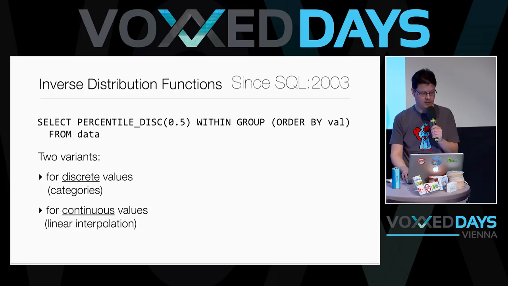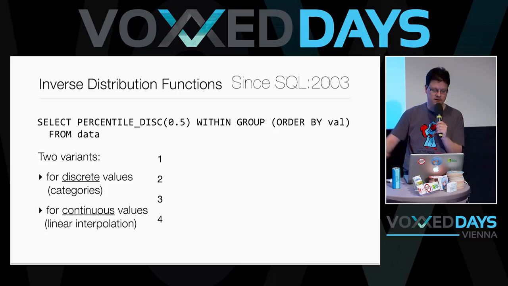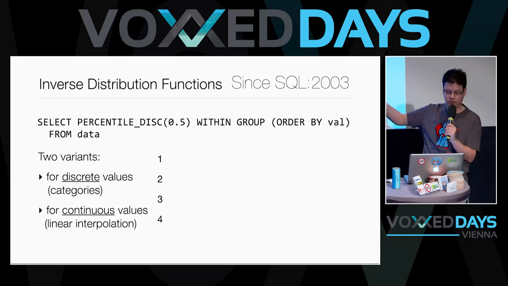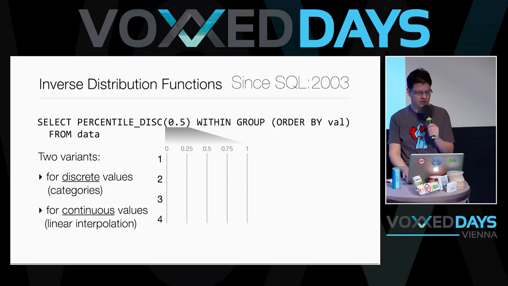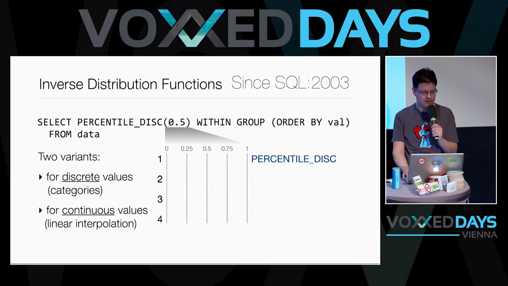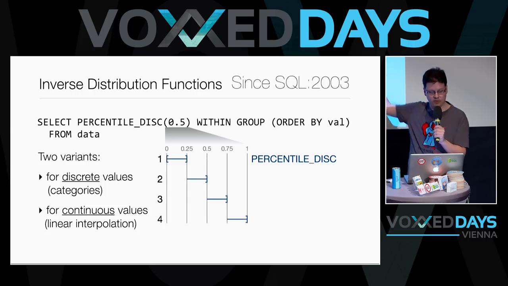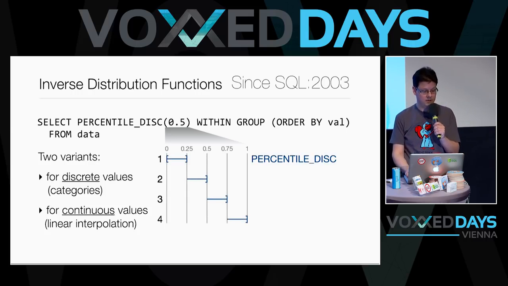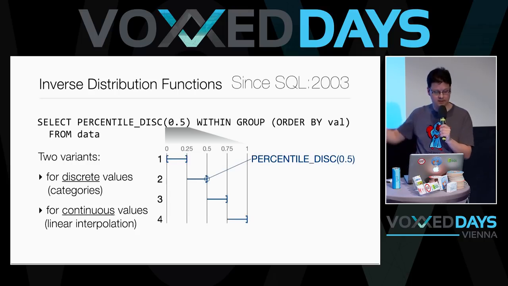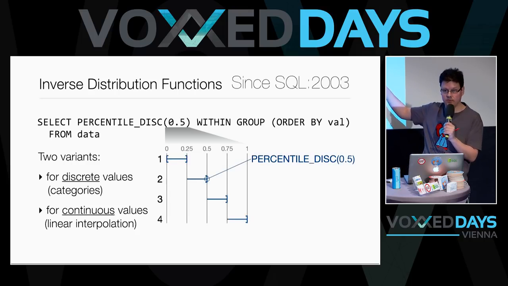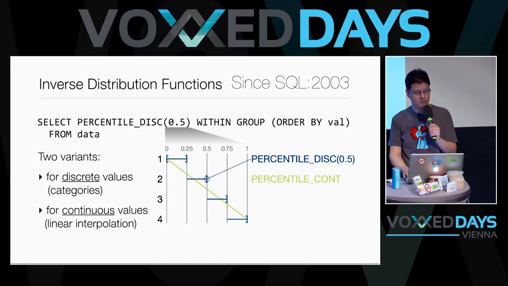But there are two different versions of this function. The one for discrete values and the other one for continuous values. If you imagine 4 rows, which, for simplicity, have the values 1 to 4, the argument of the function has the range 0 to 1. If we use percentile disk, it splits it up into 4 different ranges. And if you say 0.5, then it hits the second one, so you get the result of the second row in that case. If you use percentile continuous, then it means something different.